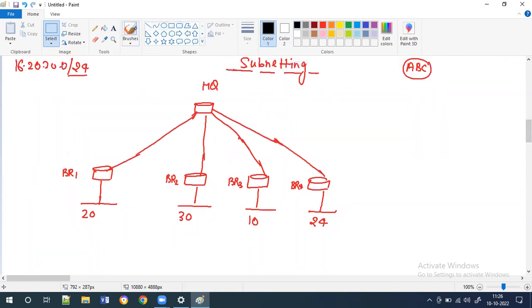From the design rule, this interface and this interface must be in the same subnet. That means I need one subnet here. This interface and this interface must be in the same subnet. Another interface, another subnet. Second number. This subnet and this interface was third. This one and this one, 4. Correct? This is the WAN connectivity.